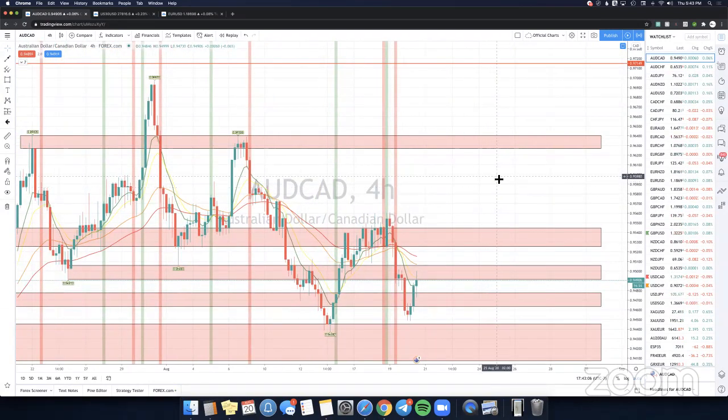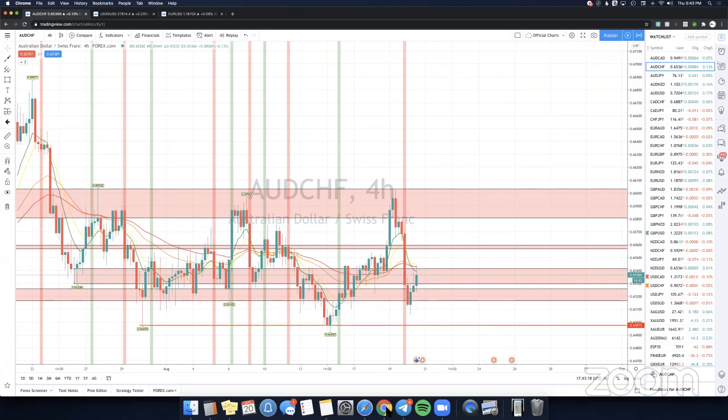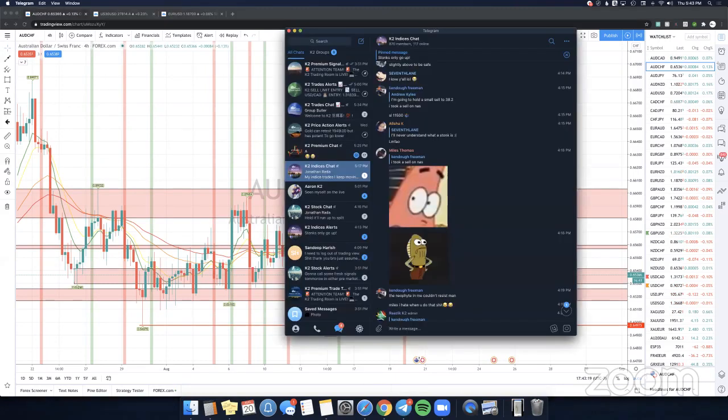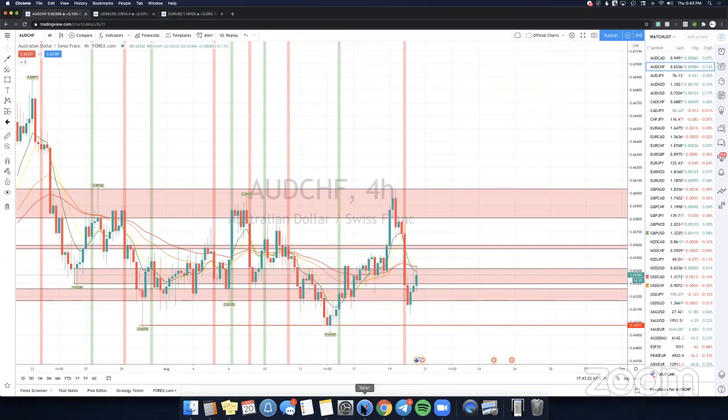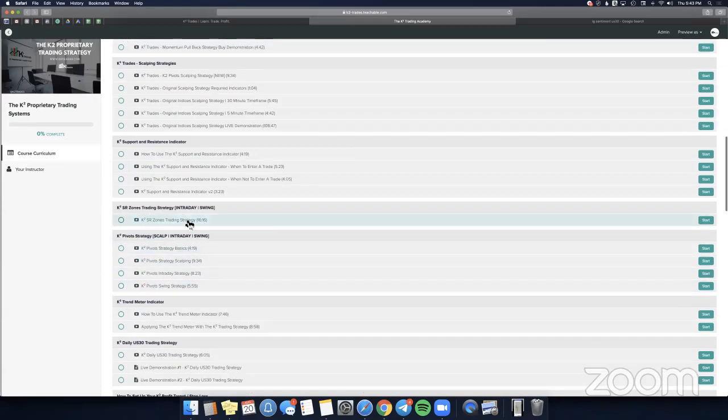Nothing here for AUD/CAD. If we got a buy signal, then it'd be a possible buy, but there's no entry right here. And the strategy that I'm applying right here is the K2 zone trading strategy. This strategy is the one that I use for all the signals.